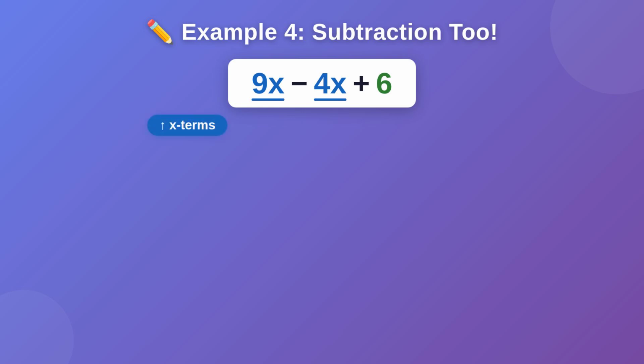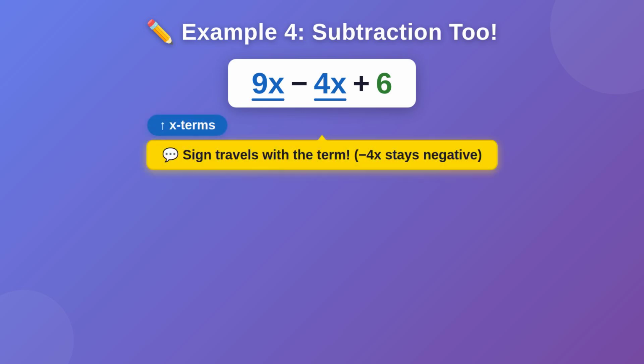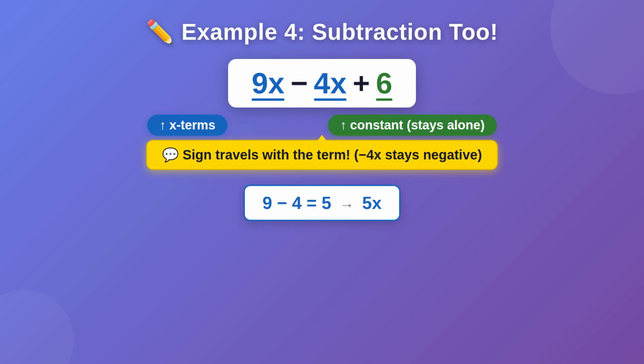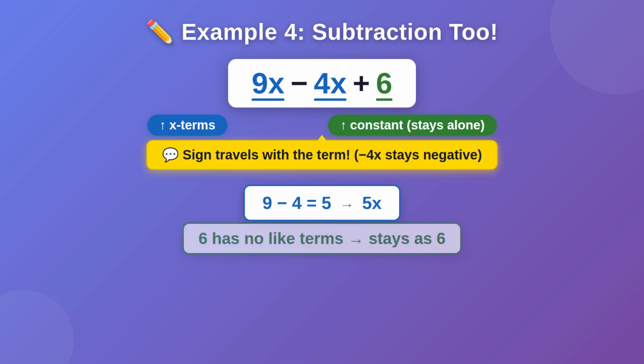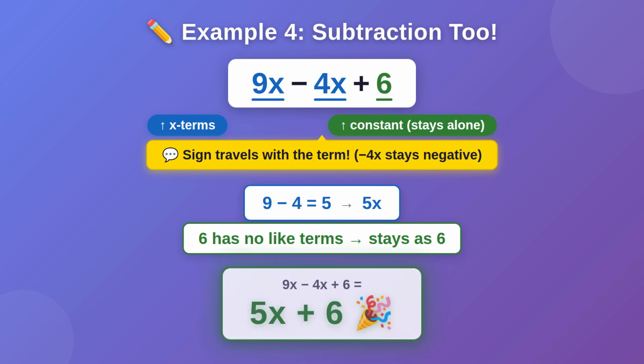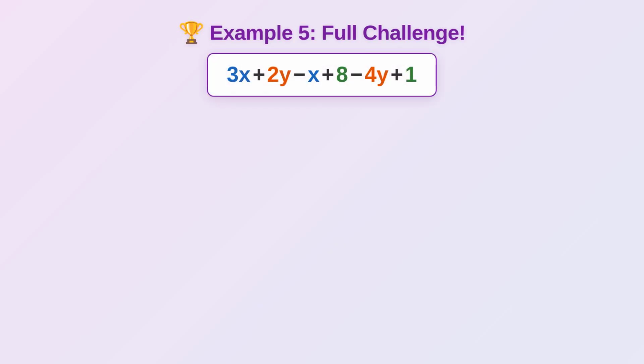Now Marcus hits a problem with subtraction. 9x minus 4x plus 6. No sweat, we handle this the same way. Find the x terms, 9x and negative 4x. The sign travels with the term, so we keep that minus sign. 9 minus 4 equals 5, giving us 5x. The constant 6 has nothing to combine with, so it stays. Final answer, 9x minus 4x plus 6 simplifies to 5x plus 6. Marcus just nailed subtraction in algebra.